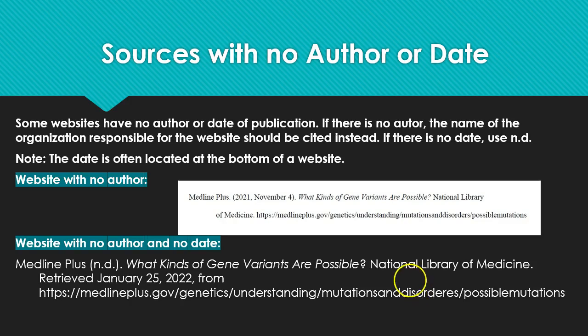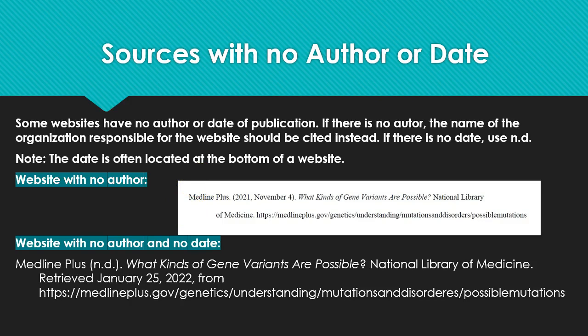Sometimes a source has no author and no date. Well, it could have only no author, or only no date, or it could be missing both. In those cases, sometimes with websites, there's no author because the actual author is an organization. So we would put the name of the organization that administers the website as if it were the name of an author. In this case, Medline Plus.